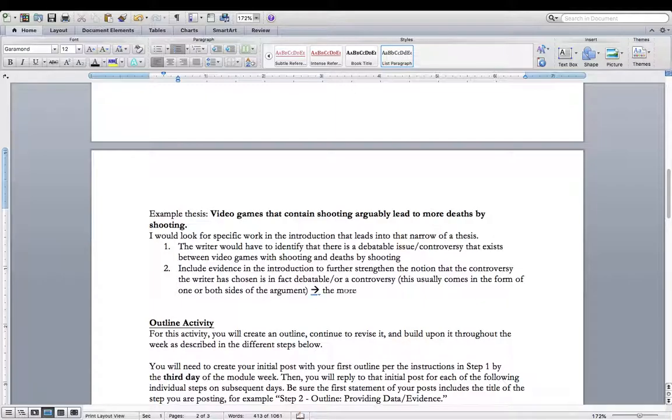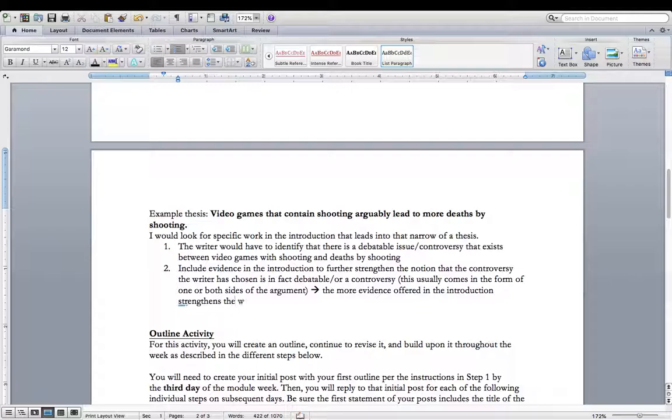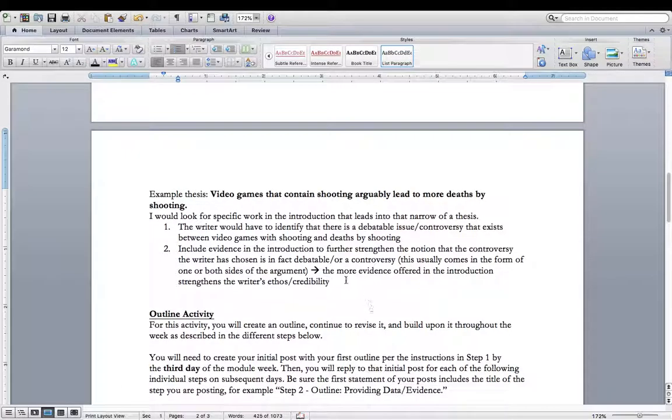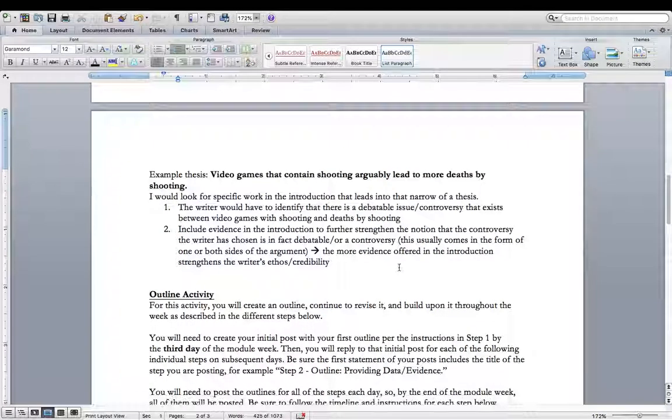So the more evidence, I hate to write this because I feel like it could be taken the wrong way, but the more evidence offered in the introduction strengthens the writer's ethos, credibility, right? Like they know what they're talking about. So it's not that you just want an introduction that's full of quotations, because that's not what you want.